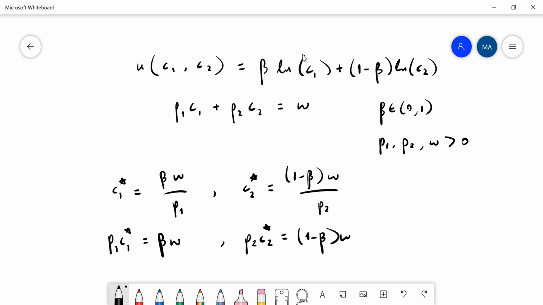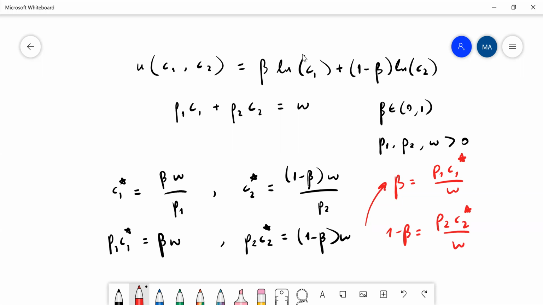Now, obviously, you have particular information about your model parameter beta, because beta should be equal to P1 C1 star divided by W, and 1 minus beta must be equal to P2 C2 star divided by W.